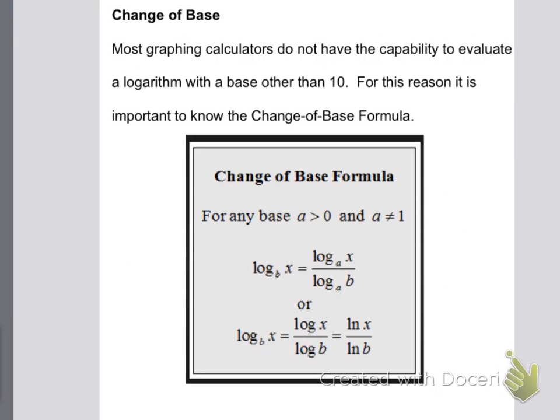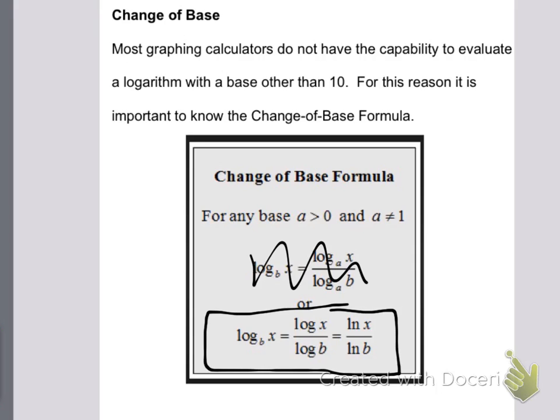Okay, change of base. Now, if you remember me telling you, Isaac, this is for you, you couldn't put in log base 4 in your calculator. The only log you could put in your calculator is the common log, log base 10. Well, change of base changes that. Okay? Change of base formula basically means this. So, the log base b of x. I'm not really worried about this. This is the big one. Change of base means we change the base.